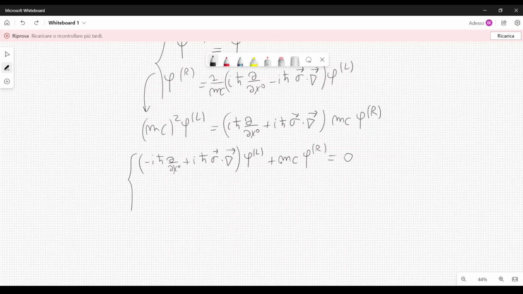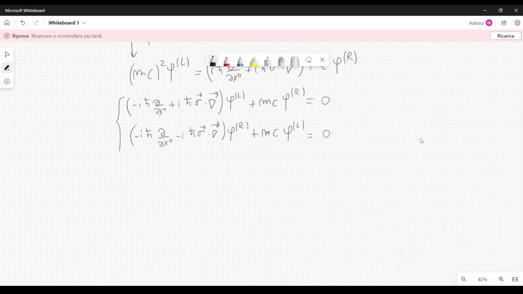So we have this expression here, and then we rewrite this one like this: minus i h bar d over dx0 minus i h bar sigma dot del phi_R plus mc phi_L equal to 0. Now let's take the sum of these two expressions and also the difference, and we obtain two other equations.